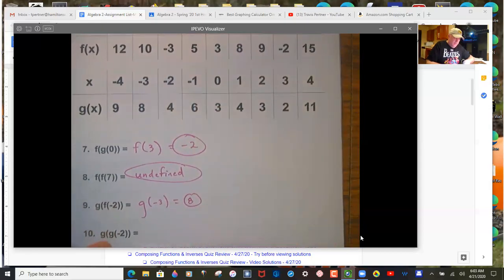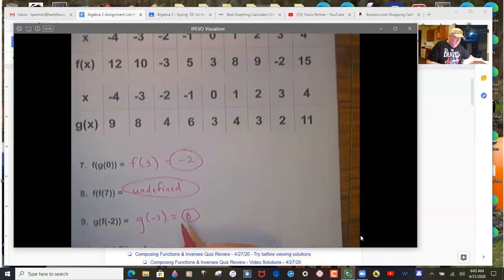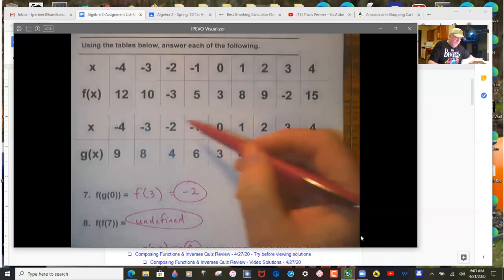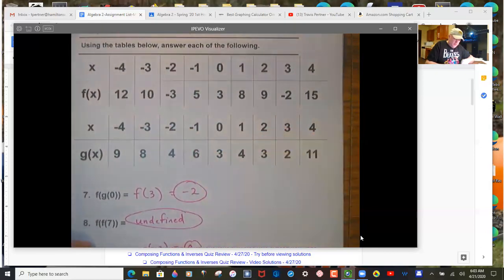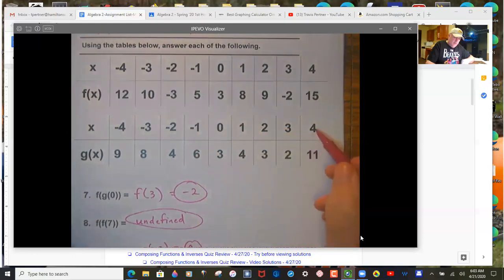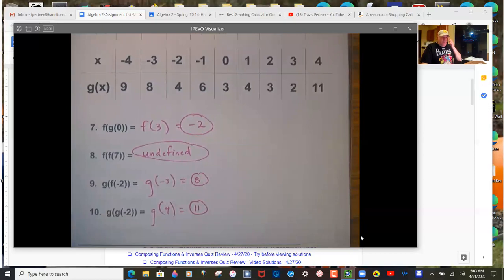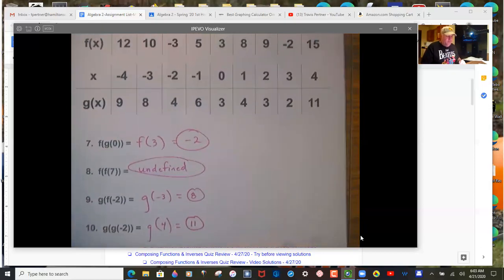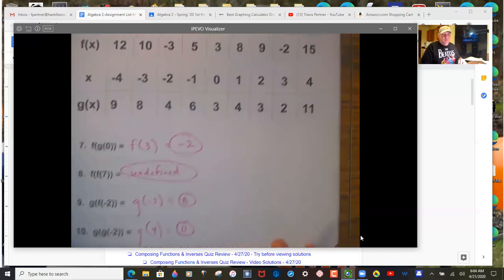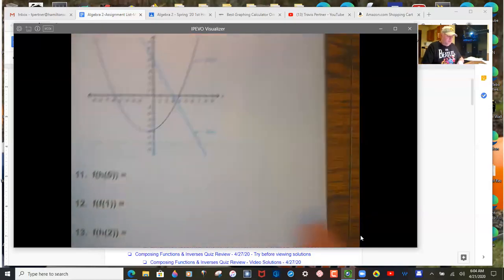And then g of negative 2. So we go to negative 2 on the g function. That's 4. So let's write that down. And then g of 4 is 11. Writing down that middle step, I think, really helps in this, and it makes your assignments quicker and easier.